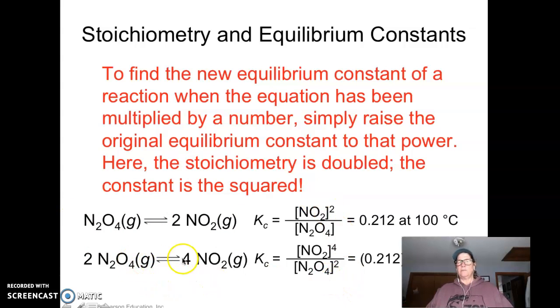Again, if we're going reactant to product or product to reactant. But when you're setting up this equation, your product goes on top to whatever power and your reactant goes on the bottom to whatever power.